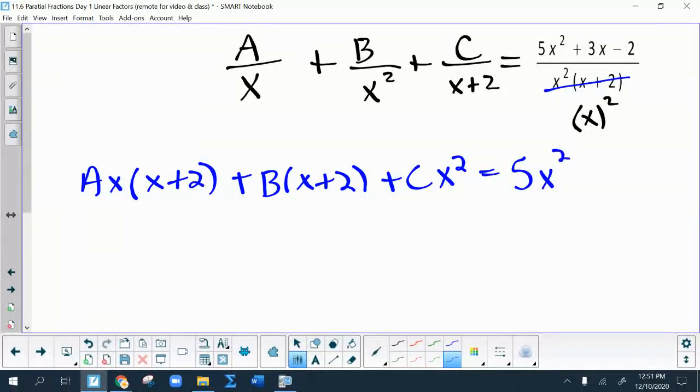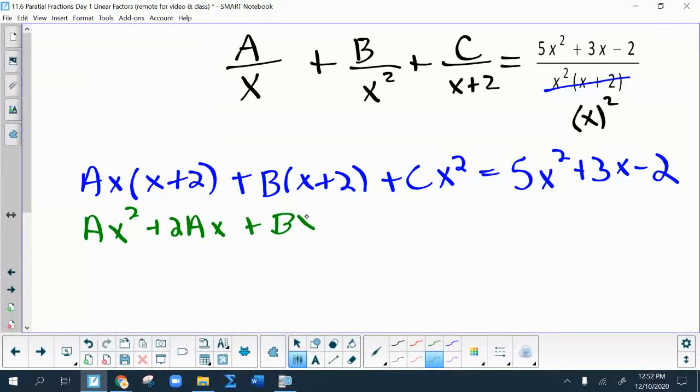So really it's like doing a common denominator, right? I'm just not keeping the denominator there. Okay, I need to go ahead and distribute. I now have ax squared plus 2ax plus bx plus 2b plus cx squared equals 5x squared plus 3x minus 2.